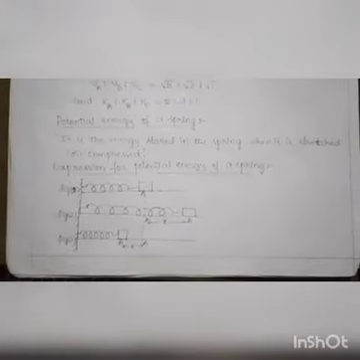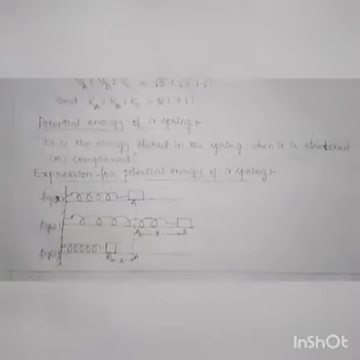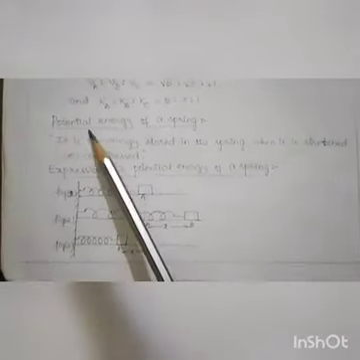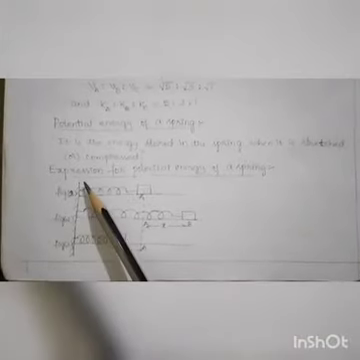When the spring is stretched or compressed, it can have some energy, which can be stored in that spring. That energy is called potential energy. Then we have to derive an expression for the potential energy of a spring. How can we derive it? I will draw a diagram: figure 1, figure 2, figure 3.